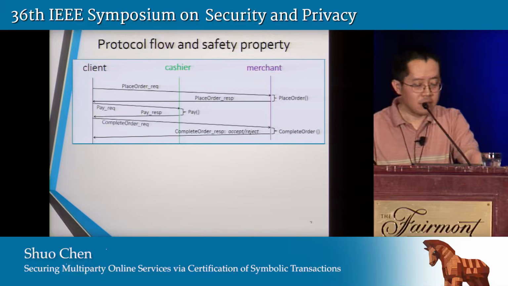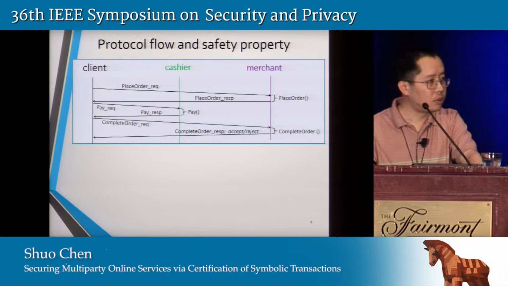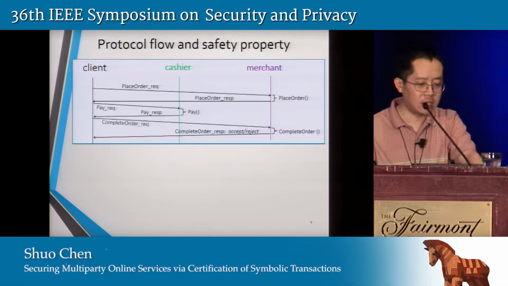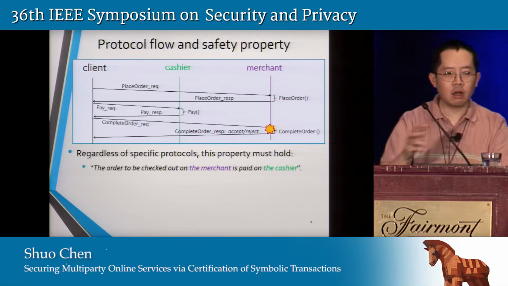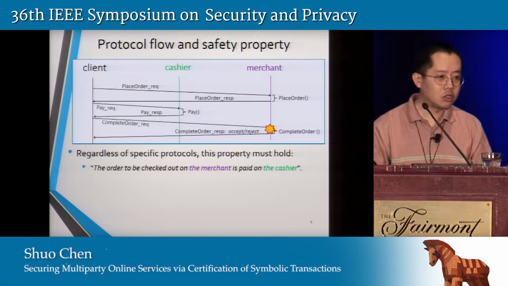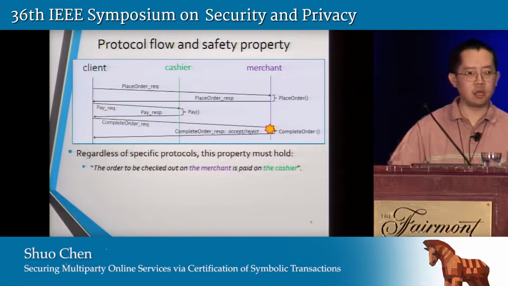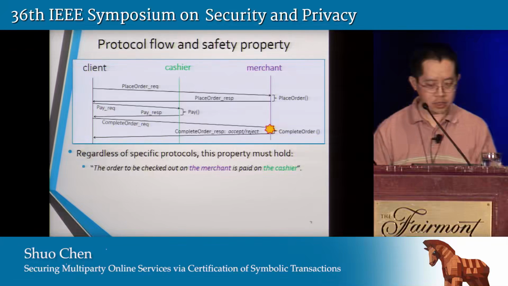Now, what is the safety property here? We realize that the safety property is actually very, very intuitive. Essentially, what we want is that at the end of the transaction, the order to be checked out must have been paid on the cashier. Right? This is common sense.